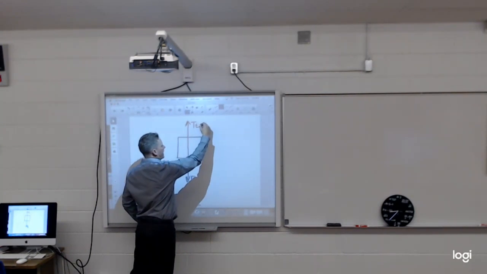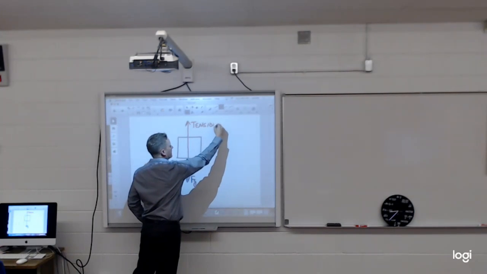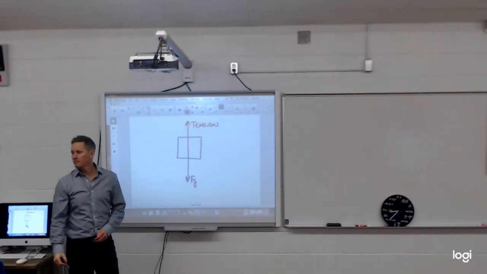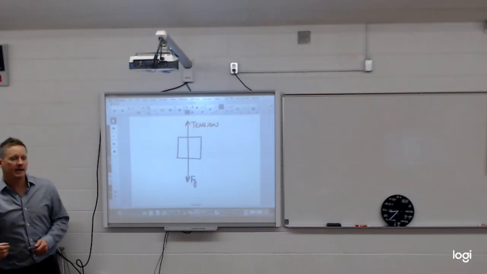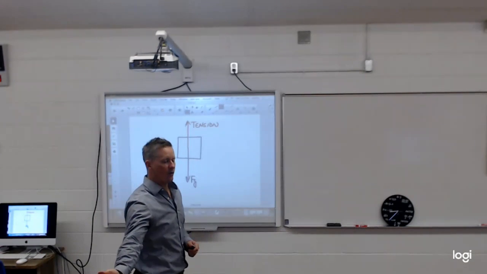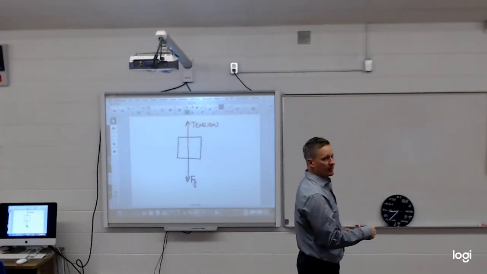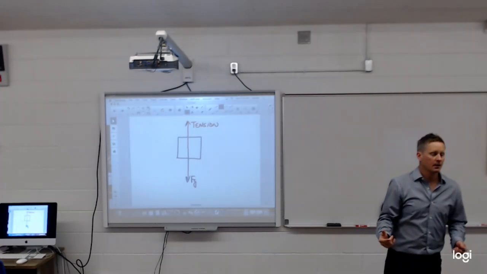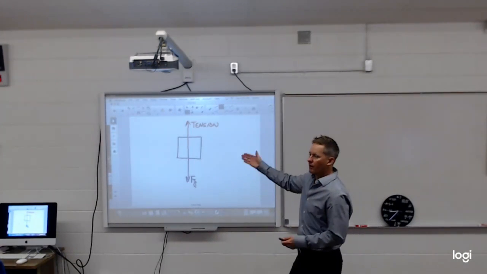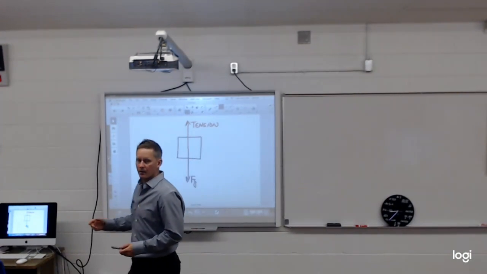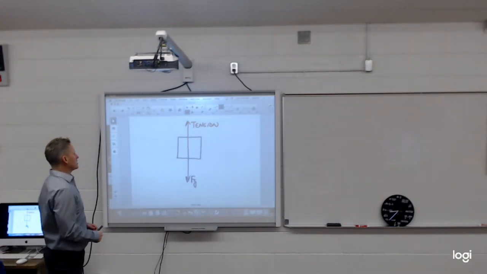Okay? So that force is the tension force. So it works exactly like an applied force. It works very much similar to what a normal force is, because it usually acts in the opposite direction of what gravity is, right?